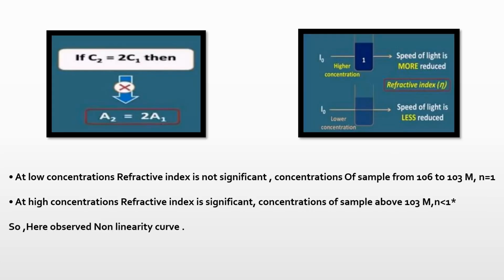At low concentration, refractive index is not significant. For concentrations of sample from 10^-6 to 10^-3 M, n is equal to 1. At high concentrations, refractive index is significant. For concentrations of sample above 10^-3 M, n is more than 1. So here we observe a non-linearity curve.